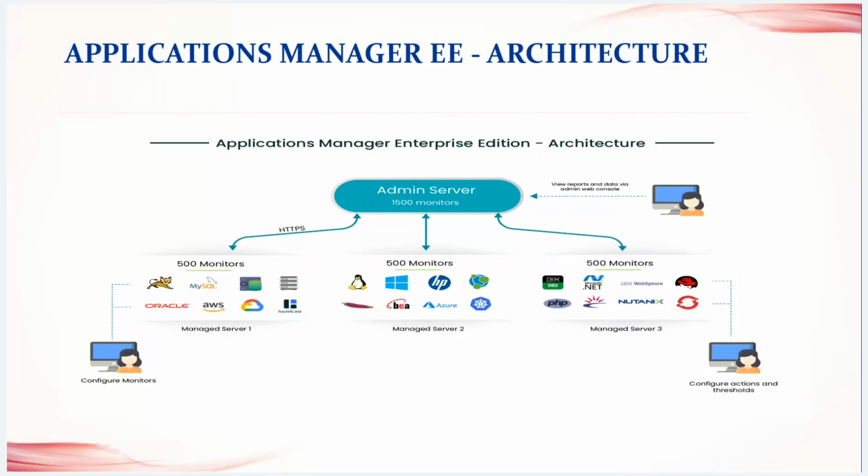From the admin to each managed server, it communicates through an HTTPS port in a highly secured manner, so that from the admin server itself, you can configure the alarms or actions from a single place, and you can also generate reports of the monitors deployed across the different managed servers. From the admin central console, alarms and reports are feasible. Also, in the enterprise setup, we support SAML-based authentication in Applications Manager.